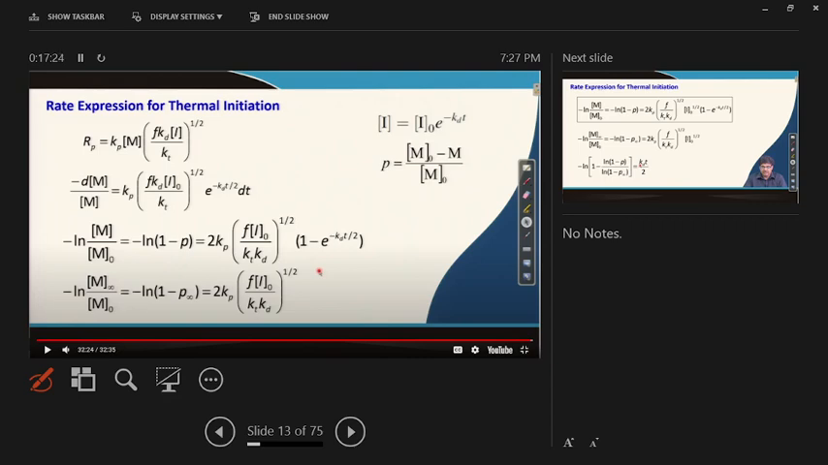Here also you can write p is equal to (M0 minus M) upon M0. It is conversion only, p is the conversion: initial concentration minus how much molecules have reacted. If you modify this, in place of M upon M0 you can write ln(1 minus p). You can convert this in terms of conversion. So finally, for infinite conversion, we can write this equation.